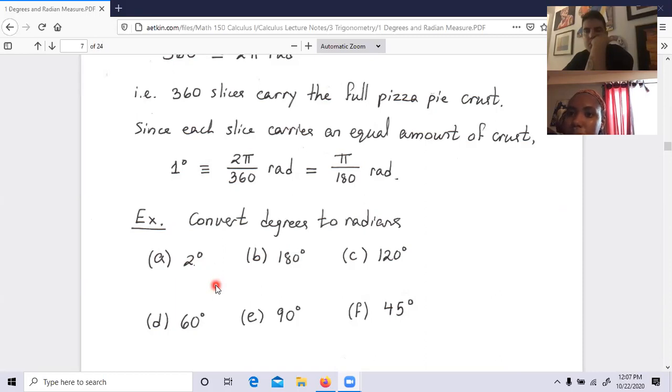When I talk about degrees, I talk about slices of pizza, Babylonian slices, yes? And when I say convert to radians, what am I asking you to talk about? Exactly, convert slice to crust, beautiful. Basically, I want to know how much crust I'm getting in radian units.